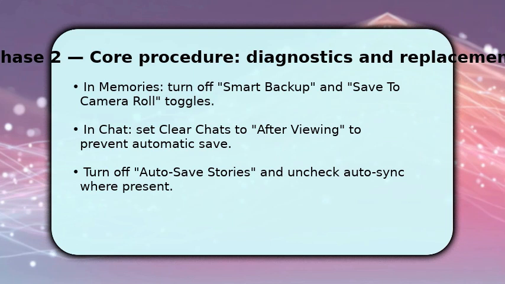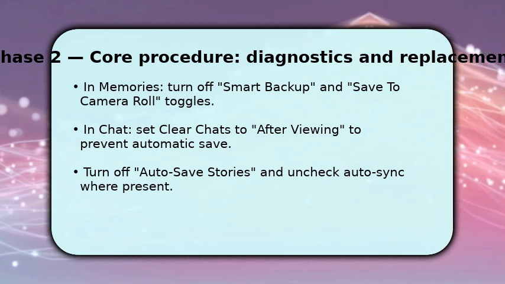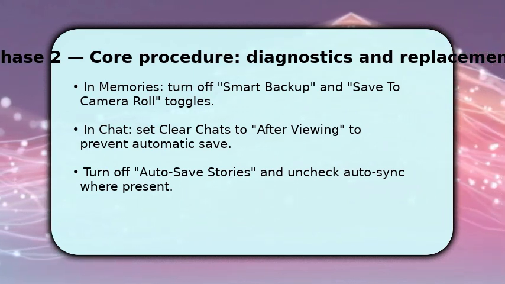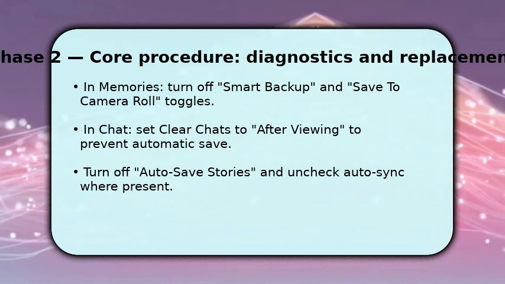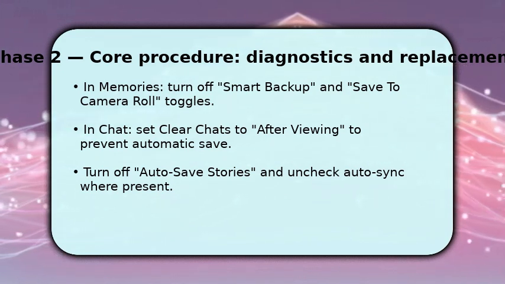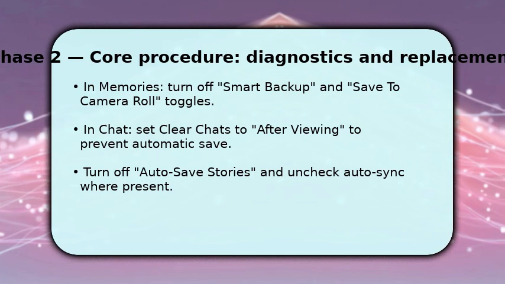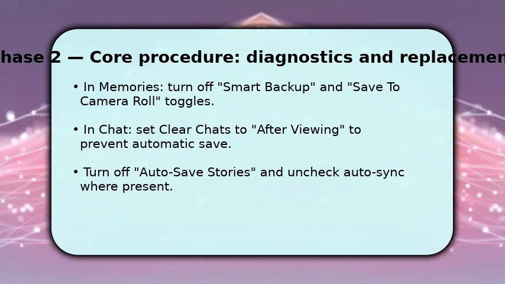Also disable autosave stories and stop automatic syncing with any linked cloud accounts. Make sure to confirm each toggle visually. Some options have sub-menus, because turning off one save path while leaving another enabled can still store content.